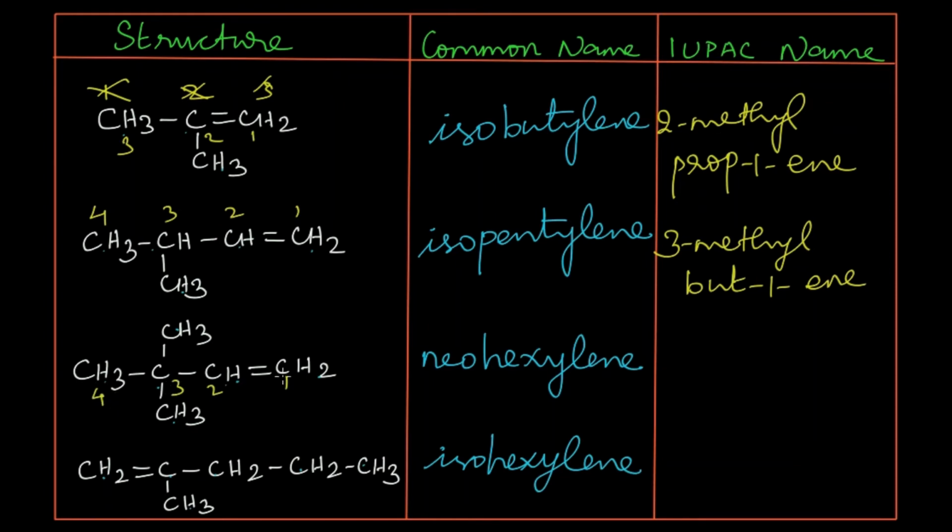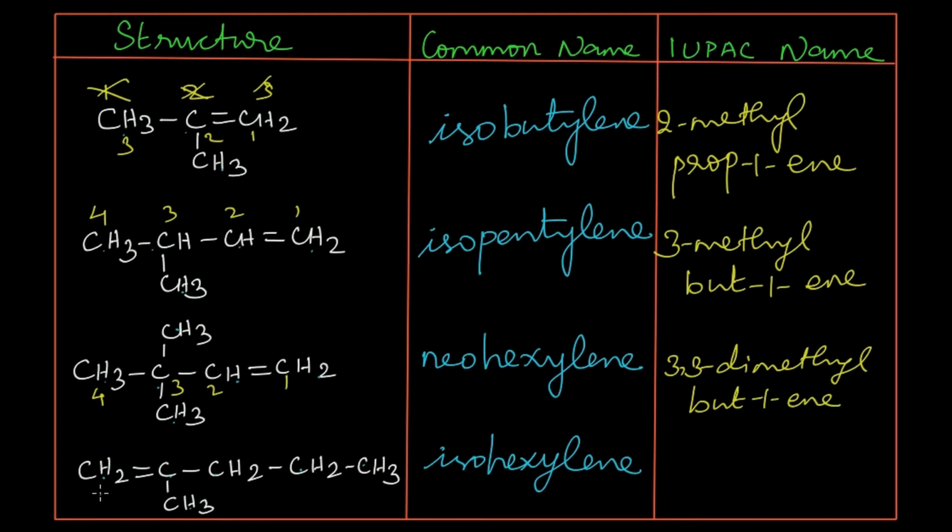And next compound, 1, 2, 3, 4. Okay. 4 carbons are there in the straight chain, and in the third carbon, one methyl group and another methyl group are attached. So 3,3-dimethylbut-1-ene is its IUPAC name.